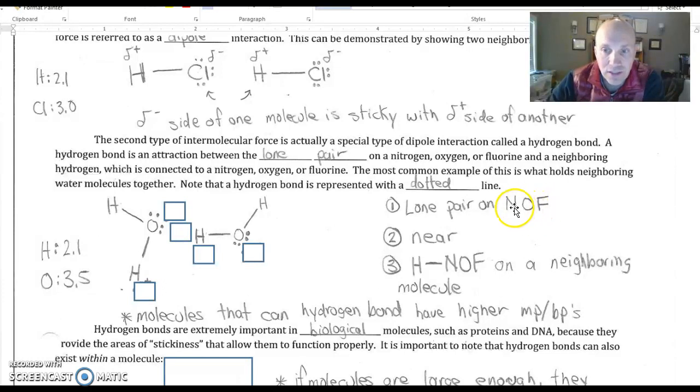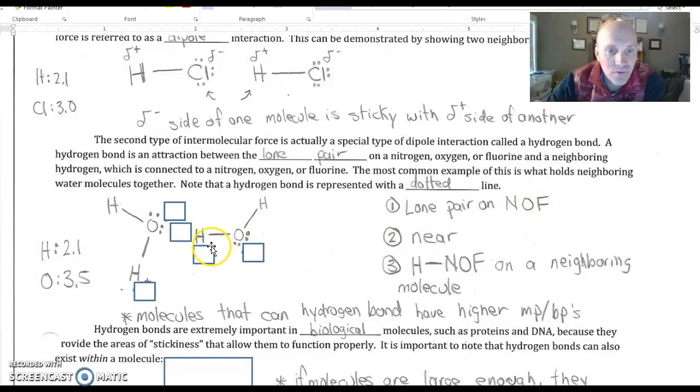All right, let's take a look over here. We've got a water molecule right here, and we've got another water molecule right here. So this right here is an oxygen, obviously, and because it's an oxygen, it's going to have some lone pairs. So there is a lone pair on an oxygen. All right, so that satisfies this first requirement, that there's a lone pair on a nitrogen, oxygen, or fluorine.